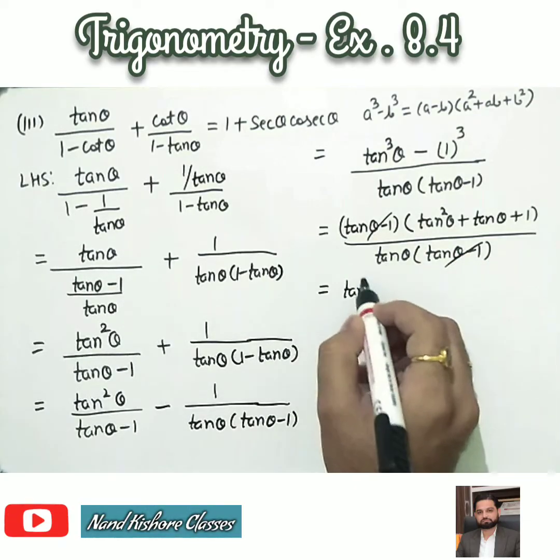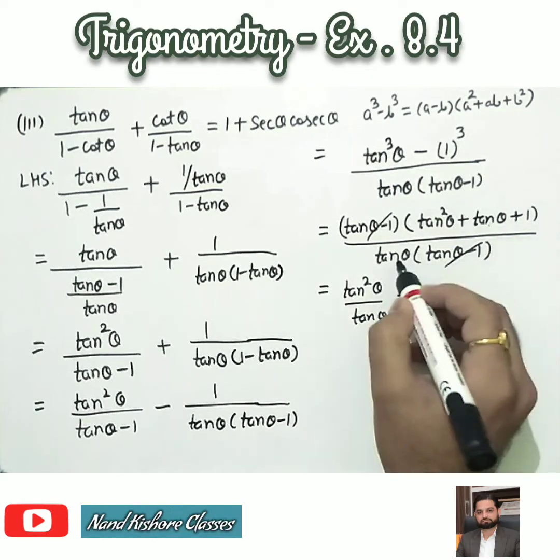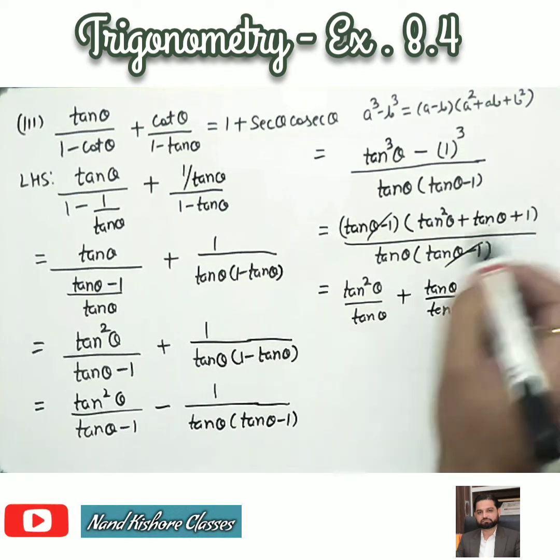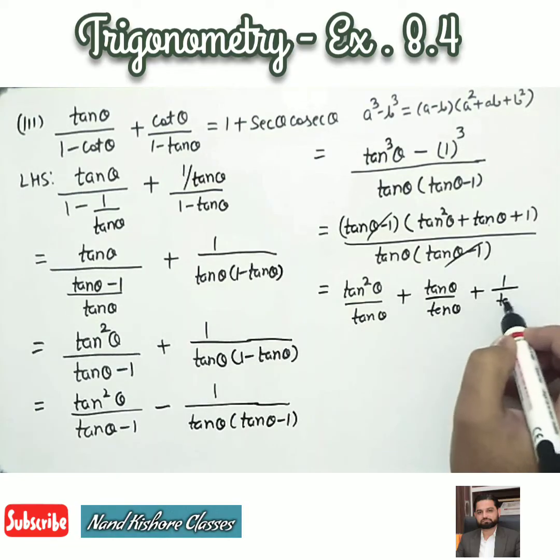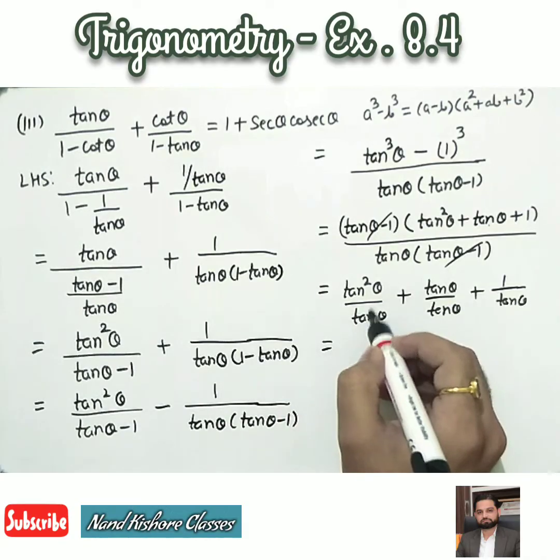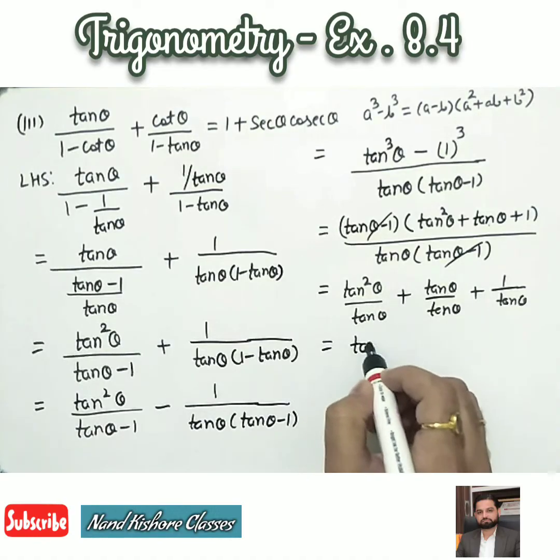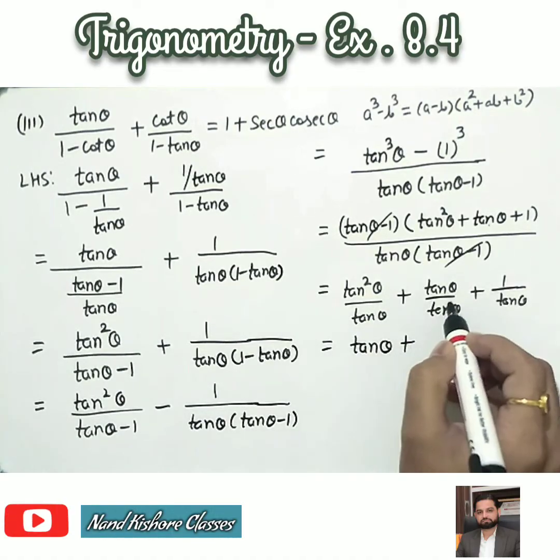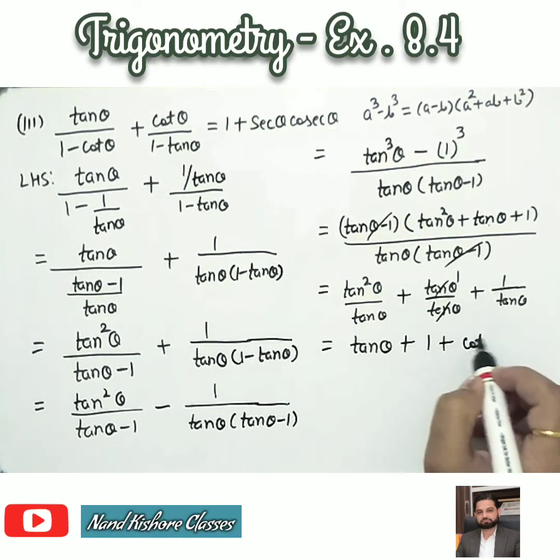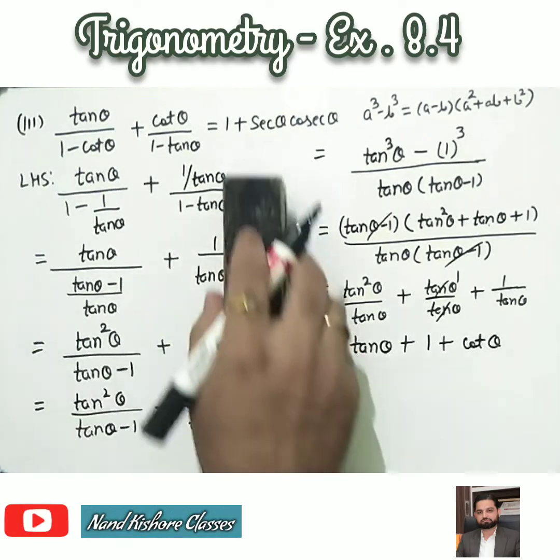We are left with tangent square theta upon tangent theta. I am just splitting the terms, plus this tangent theta upon tangent theta, I can split it. Then 1 upon tangent theta. If I write the denominator with all the terms, then it is perfectly fine. Now this tangent theta, and above we are having tangent square theta, so 1 is cancelled, we get only tangent theta. These tangent and tangent, if they are cancelled, we get 1, and 1 by tangent theta is cotangent theta. So finally we reach tangent theta plus 1 plus cotangent theta.